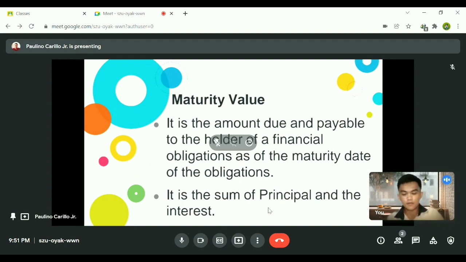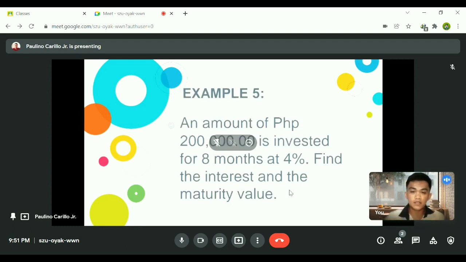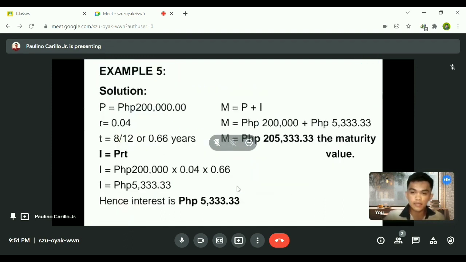Let's have an example of this so that you can understand. So example number 5. An amount of 200,000 pesos is invested for 8 months at 4%. Find the interest and the maturity value. So the solution in example number 5.